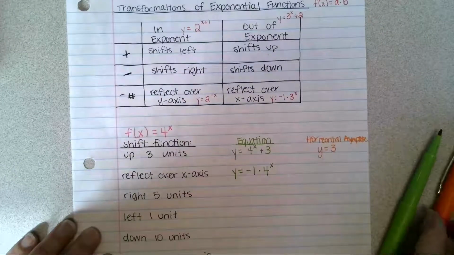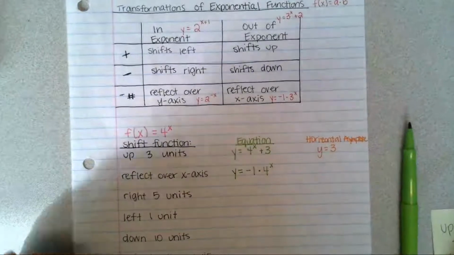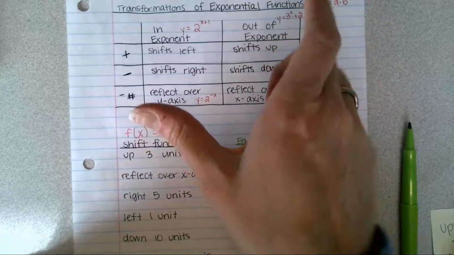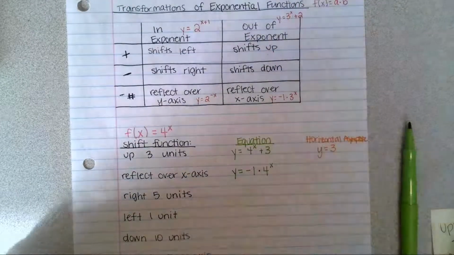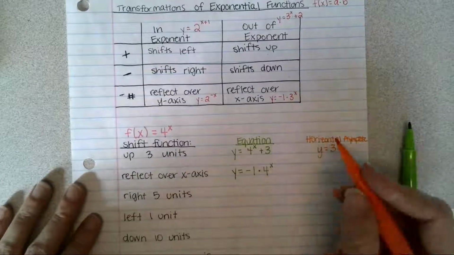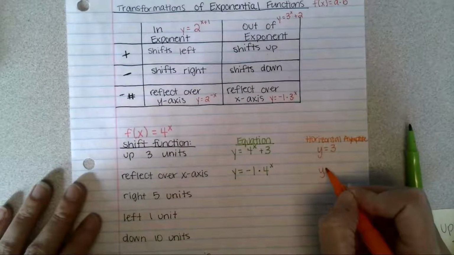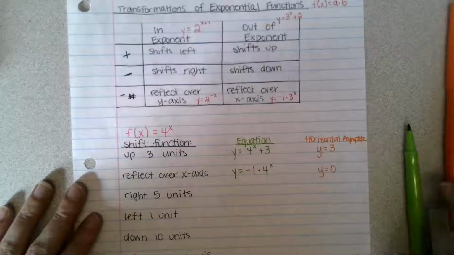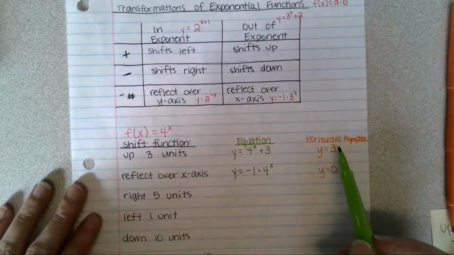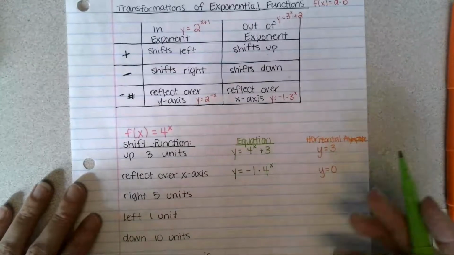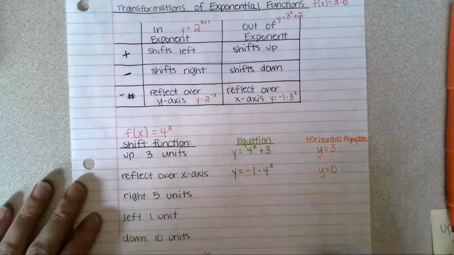Now by reflecting over the x-axis, I've taken my graph, which has been above the x-axis, and flipped it upside down so that it's now under the x-axis. However, that hasn't changed where my horizontal asymptote is. Reflections do not change the horizontal asymptote, so it's still at y equals 0. The only thing that changes this horizontal asymptote in an exponential function is by shifting it up or down. So if we're not shifting it up or down, the asymptote's going to stay the same.